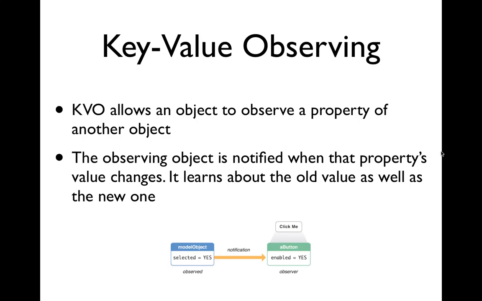The mechanism that we used, called binding, where we bound a value of some variable to a value of something in our interface, uses key value observing. So binding is actually just a fancy name for key value coding and observing, and we can do the same thing without calling it binding at all.